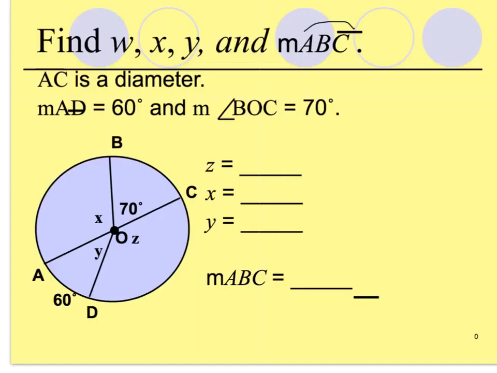In this case, we need to find w, x, and y, as well as the measure of arc ABC. So that line is not supposed to be there. It's just the way that it registered when I put my PowerPoint into this medium. So we're looking for the measure of arc ABC. Line AC is a diameter, so just from them telling us that, any angle that's adjacent on that line is going to have a sum of 180 degrees. So the measure of arc AD is 60 degrees, which I can see is labeled in the diagram, and the measure of angle BOC is 70 degrees, which is the central angle, which is also labeled.